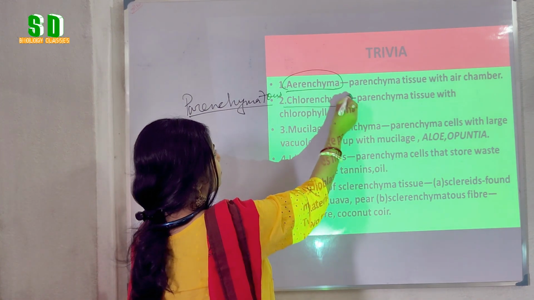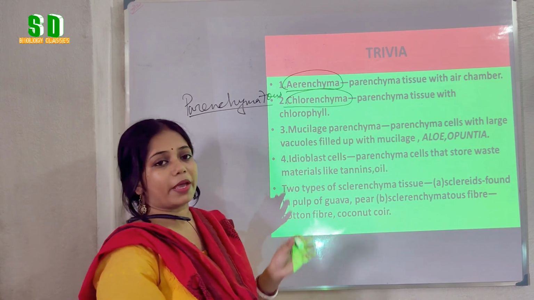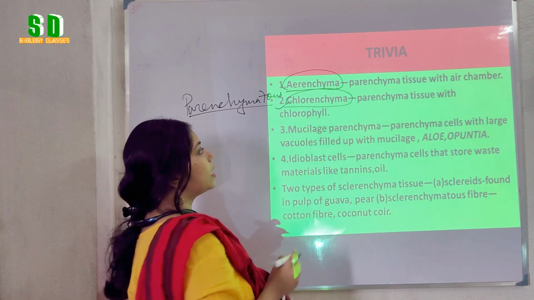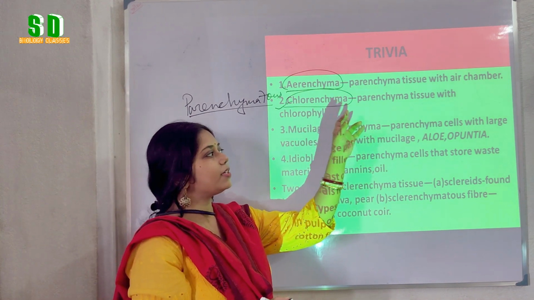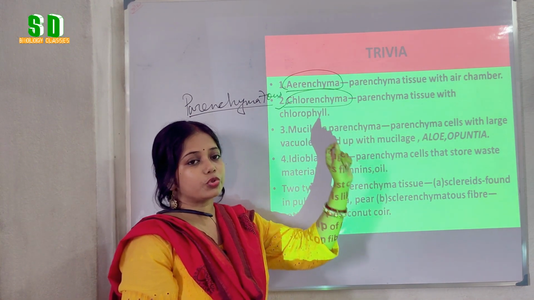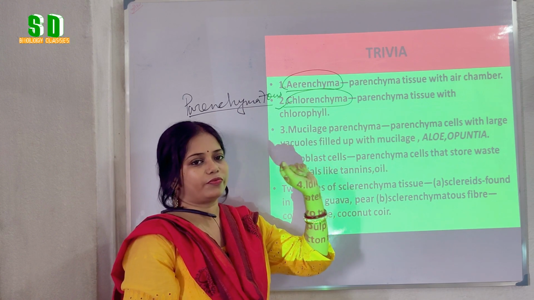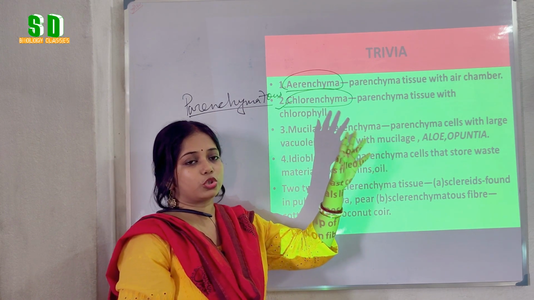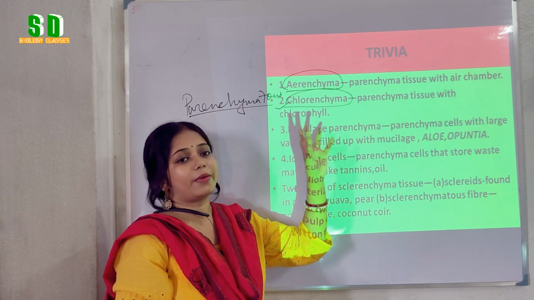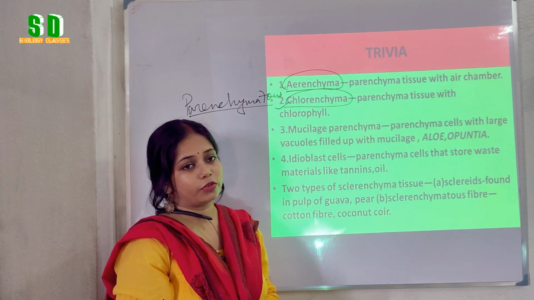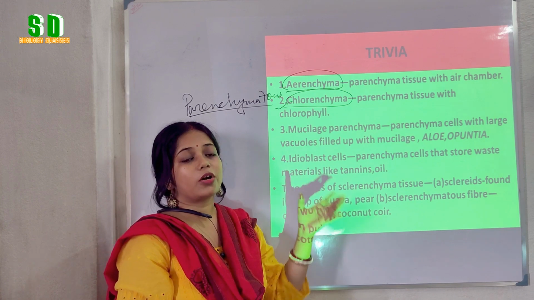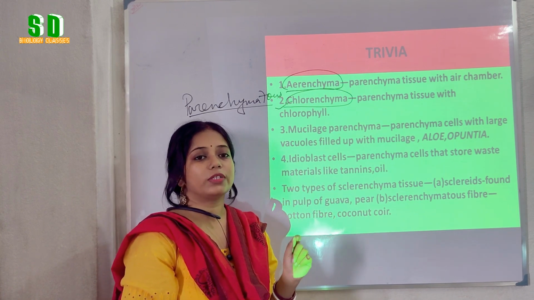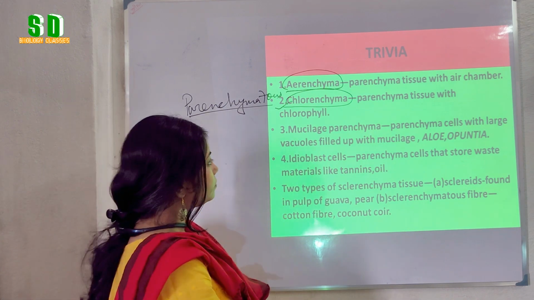Another type of parenchymatous tissue: when the cells have chlorophyll within them, they are called chlorenchyma. So chlorenchyma is a type of parenchymatous tissue whose cells have chlorophyll. As they have chlorophyll, this type of tissue can help in the process of photosynthesis. It is mainly present in the mesophyll cells of the leaf.